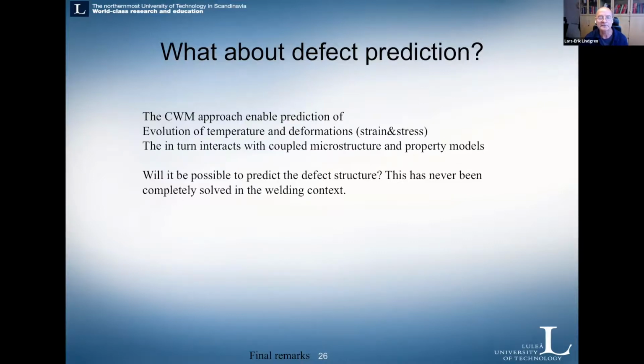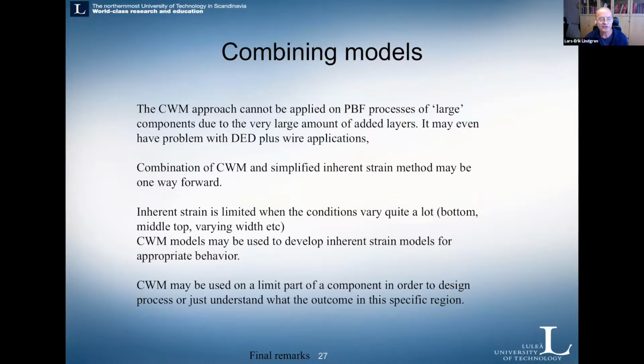I will also say, as I mentioned in the introduction, that we cannot really do very large components with powder bed fusion because there are too many layers. Even for the application, we might have problems. So of course, they need to be combined with some faster method where you can look at the whole components.